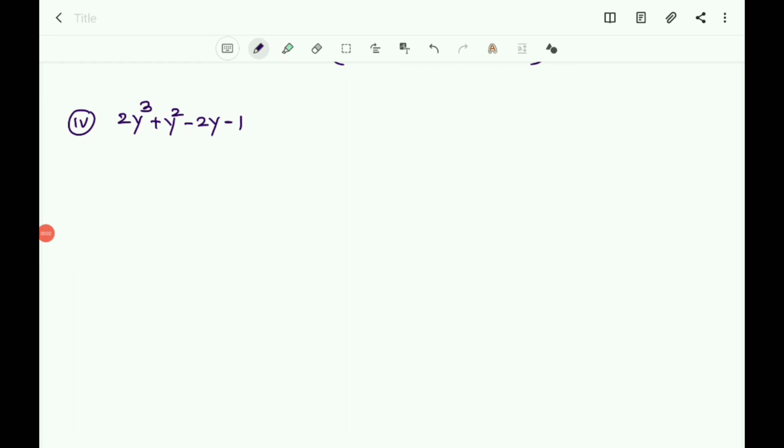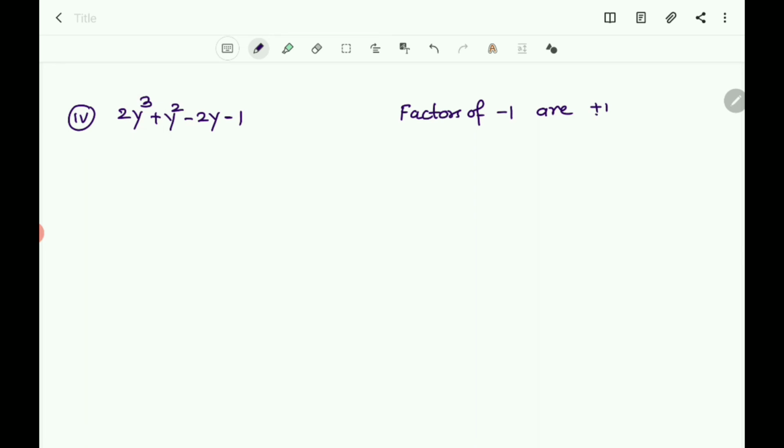Now the fourth one is 2y cube plus y square minus 2y minus 1. Here we take the factors of minus 1. Minus 1 is the independent constant. Factors of minus 1 are naturally plus 1 and minus 1, plus or minus 1.